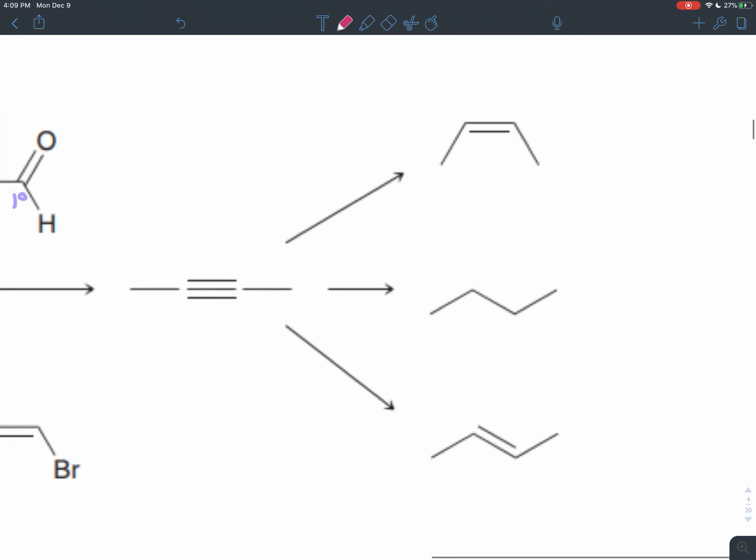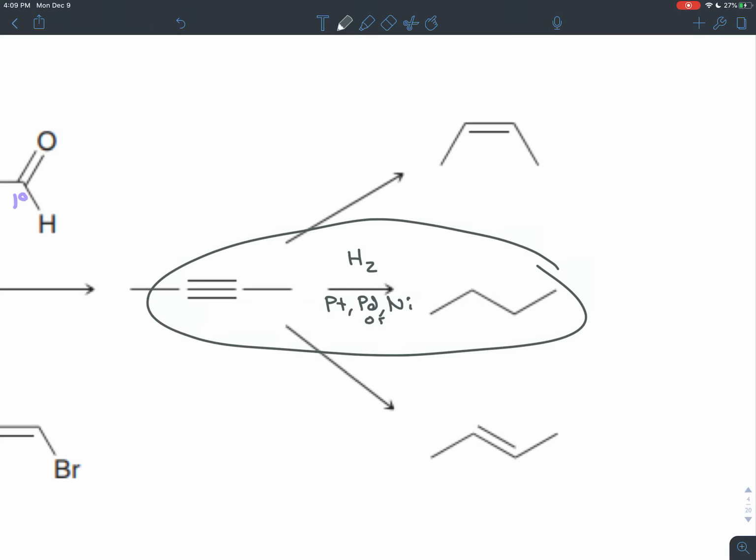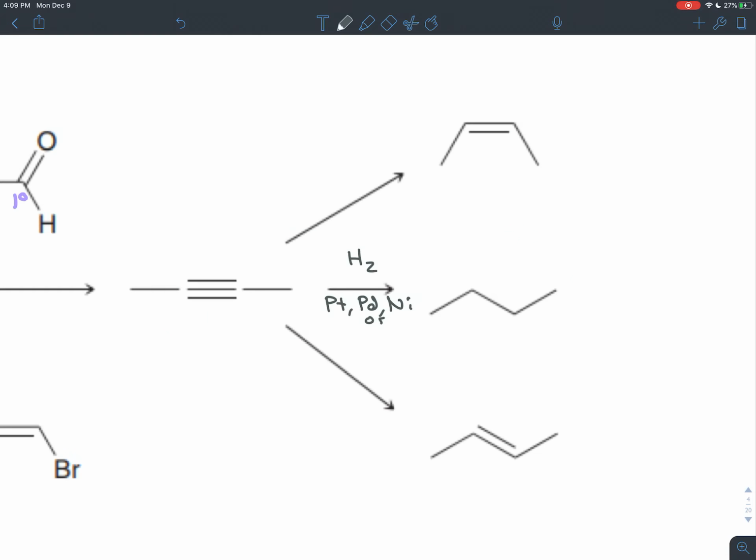Now once you have that alkyne, that internal alkyne, a triple bond with carbons on both sides, once you have that, you can reduce it. You can add hydrogen. You could either just bubble hydrogen through it, H2 gas with platinum, palladium, or nickel. You wouldn't use all of those, you just use one. That would take it straight to the alkane. That would add as much hydrogen as you want.